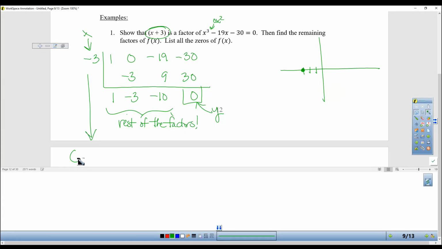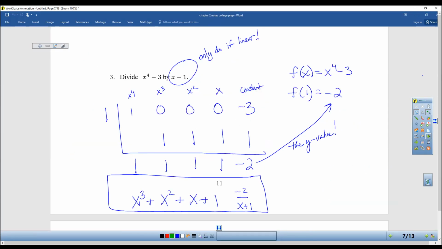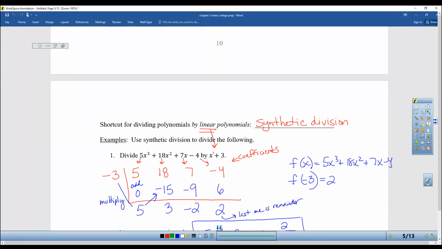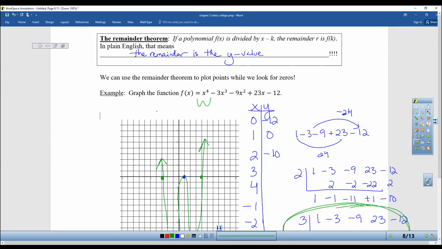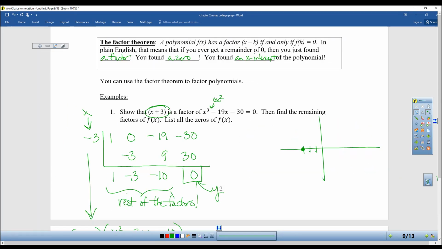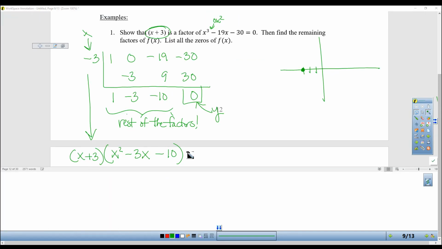So one of the factors is x plus 3, and then the rest of it is x squared minus 3x minus 10. That's why they wanted you to do this whole dumb thing in the beginning that at the time was like, who's going to do this? Who's going to write a polynomial as this? We are. Now that the remainder is 0, I'm going to write this as x cubed minus 19x minus 30. I've factored it. And can I find the rest of the factors?